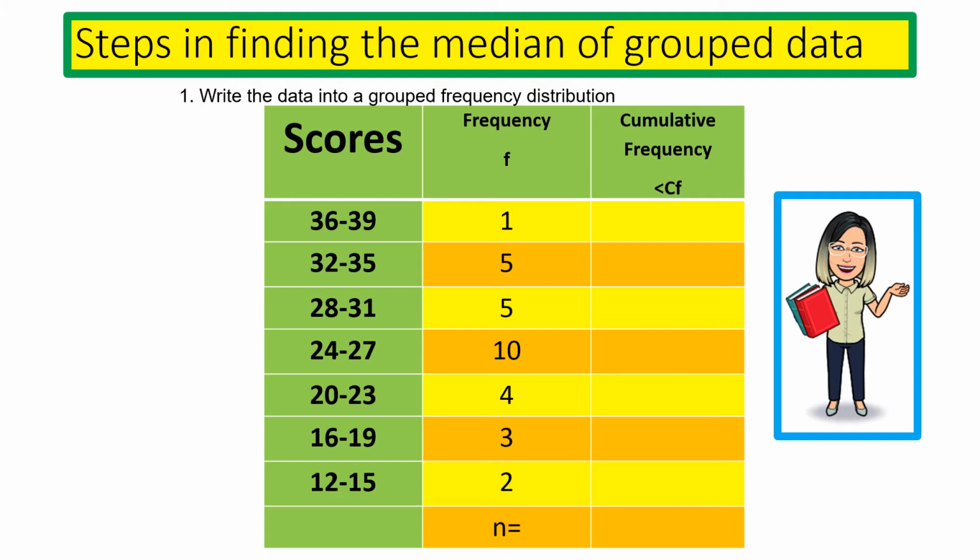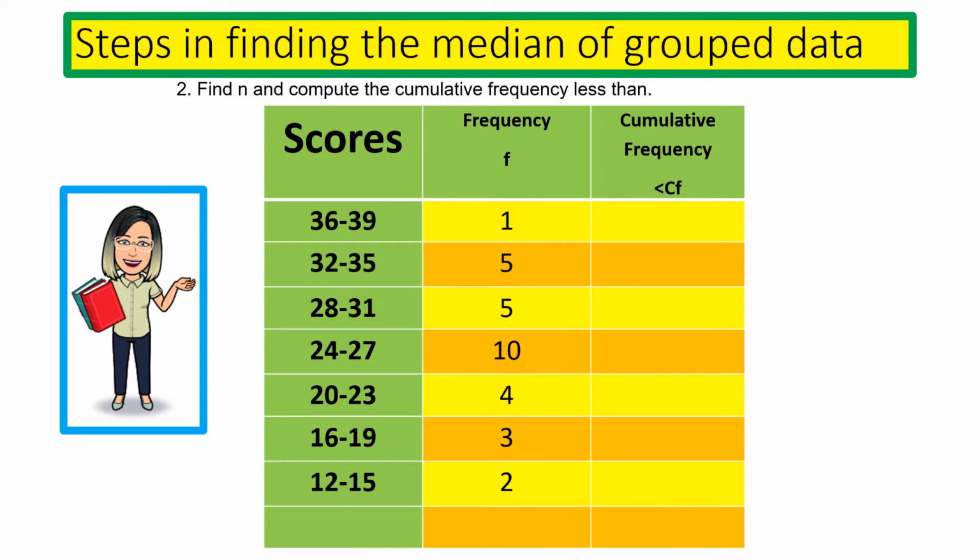We are already in example number 2. Steps in finding the median of group data. We are in step number 1. Write the data into a group frequency distribution. The data is already written in a group frequency distribution.